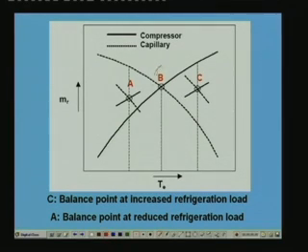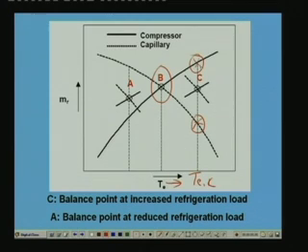As I said, let us say that this is the initial balance point, and then there is a sudden increase in load. Once the load increases, the evaporator temperature increases. Let us say that this is the new evaporator temperature, TEC, under increased load. At this point you can see that the mass flow rate through the capillary is much less than the mass flow rate through the compressor. As a result, the evaporator will starve and liquid gets accumulated in the condenser.